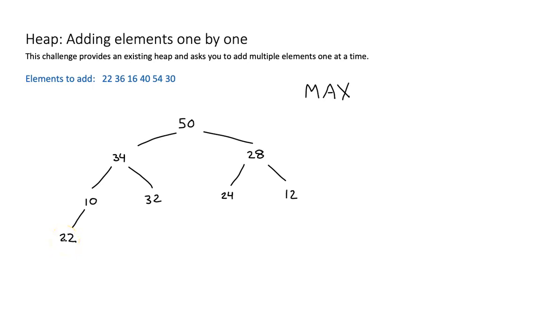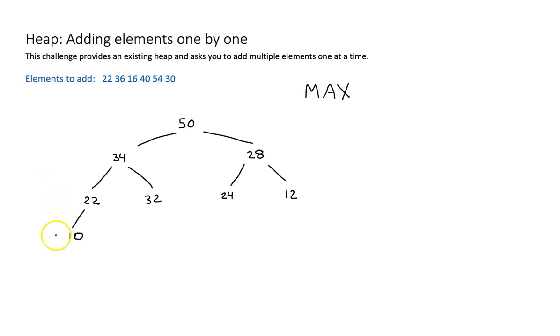So 22 is added at the last row, and now it needs to swim up long enough to ensure that the parent is greater or equal than both children. So in this case, 22 needs to swim. As 22 swims up, then comes down. Let's make that happen. 22 swims up, then comes down. Now I have to ask myself, am I done swimming? Here is 22. The parent, 34, is greater or equal to 22. That's awesome. Next element, 36.